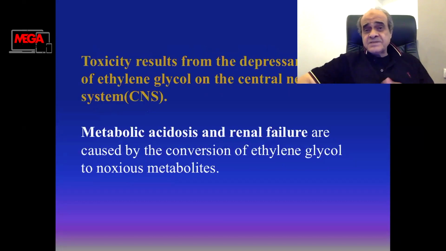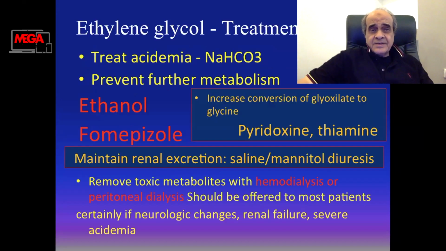Toxicity results from the depressant effect of ethylene glycol on the central nervous system. Metabolic acidosis and renal failure are caused by conversion of ethylene glycol to noxious metabolites such as glycolic acid, and crystals precipitate in the kidney and so on. So try to rapidly correct and treat ethylene glycol toxicity by treating the acidemia.